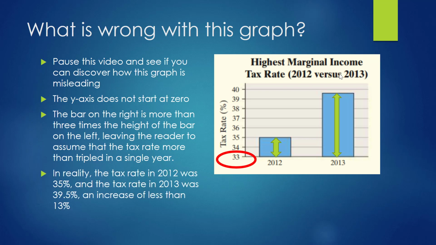But is this true? In reality, the tax rate in 2012 was 35%, and the tax rate in 2013 was 39.5%, which represents an increase of less than 13%.